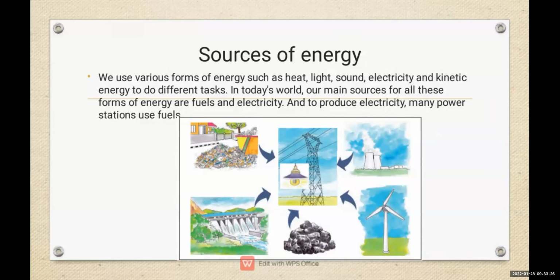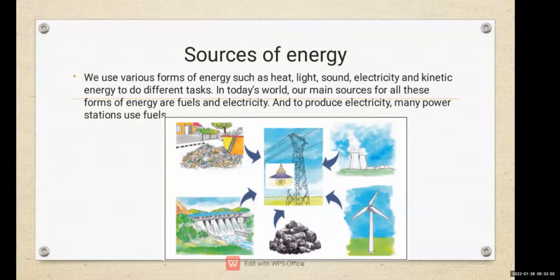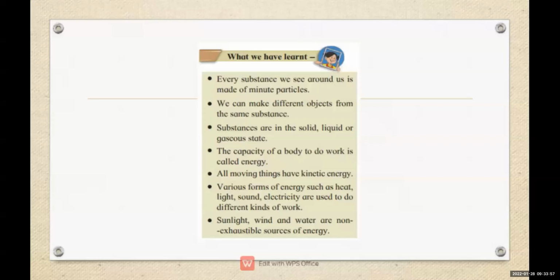We use various forms of energy such as heat, light and sound, electricity and kinetic energy to do different tasks. Okay. In today's world, our main sources for all these forms of energy are fuel and electricity. And to produce electricity, many power stations use fuel. Everyone knows that a few of the power stations are using fuel to work. What we need is energy, kinetic energy and electric energy. So this was a chapter.